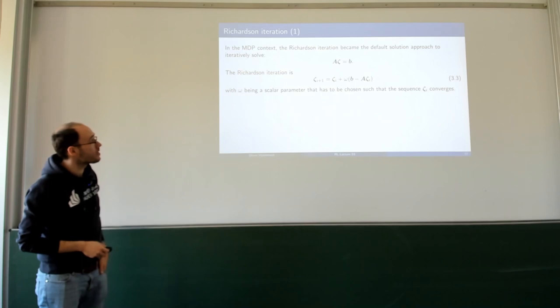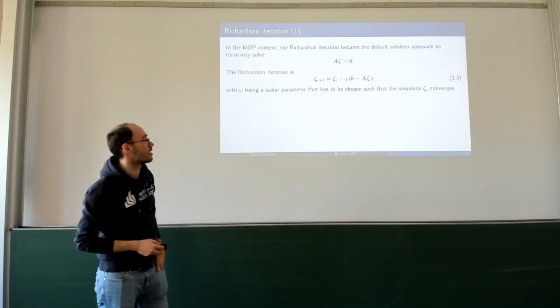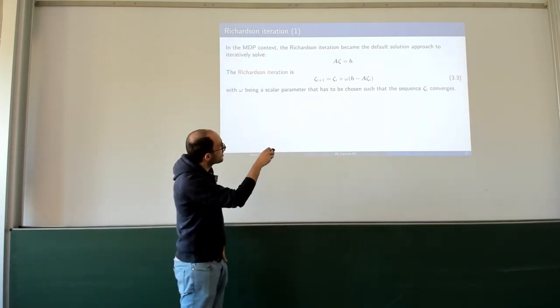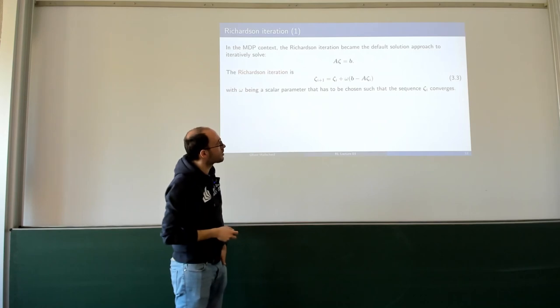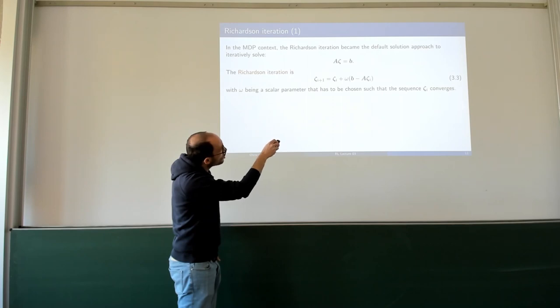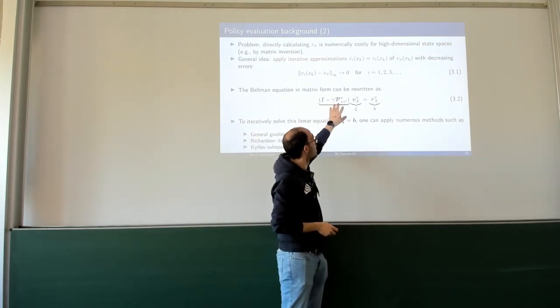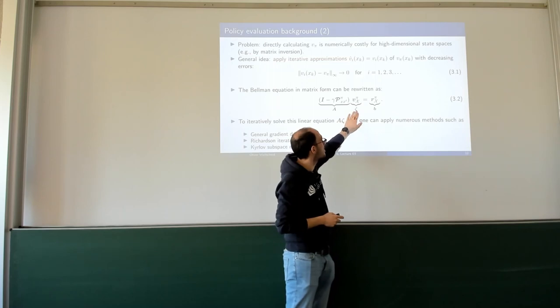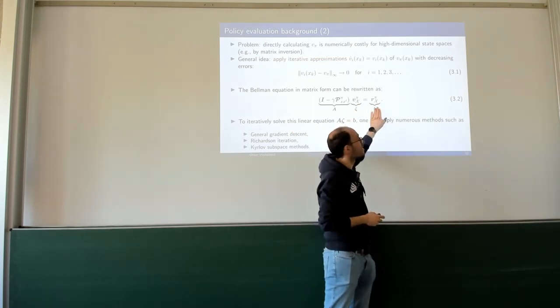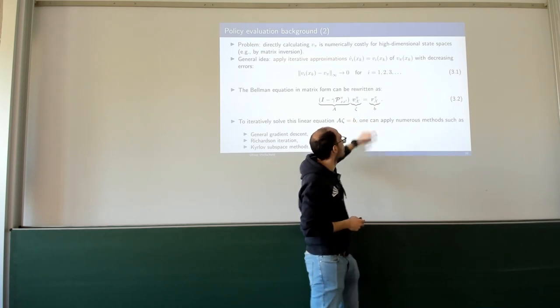So, how is the Richardson iteration? The Richardson iteration is already pointed out here in equation 3.3. It's basically something which should also remind you of gradient descent, very similar. This is our normal equation which we want to solve: A times V is equal to B. Reminder, A is basically our matrix describing our system dynamics. V is our unknown state value, and B is our right-hand reward vector, which we assume to be also known beforehand, right? So we know this, this is unknown.